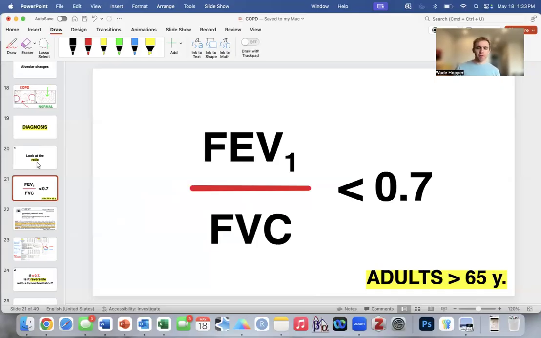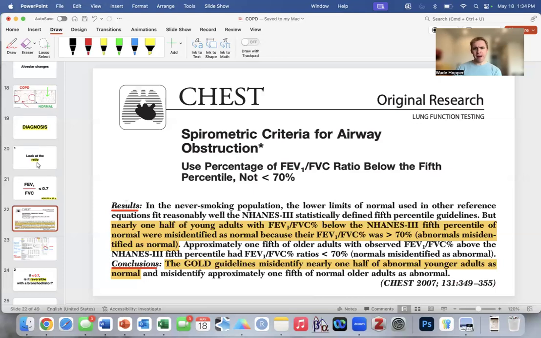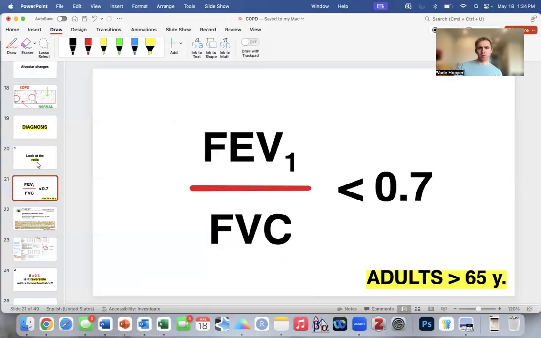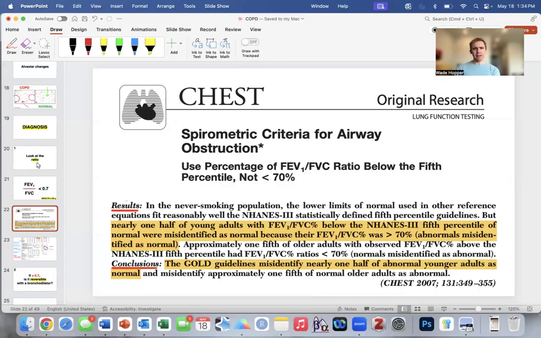I'll say it again because that's important. If this ratio is less than 0.7 in an adult, then you can say, yeah, you've got obstructive lung physiology. And there was a study that came out in Chest in 2007, and it looked at the accuracy of that diagnostic cutoff for the FEV1 FVC ratio for diagnosing disease in younger adults. And they took population data from the NHANES, and they found that among young adults with FEV1 FVC ratio below 5th percentile, so basically young adults with COPD, this ratio is very low. They have obstructive lung disease.